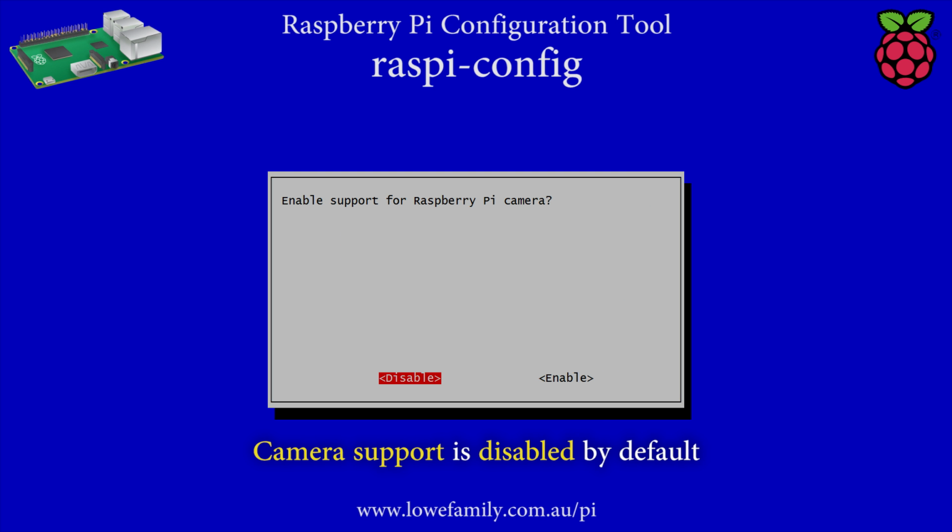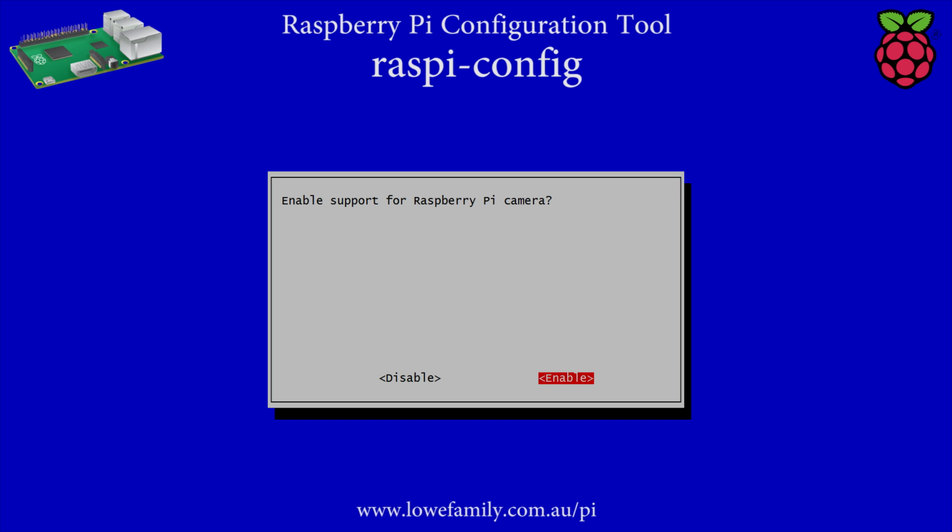Camera support is disabled by default. Select Enable to turn on camera support. Select Disable to turn off camera support. Press Enter.